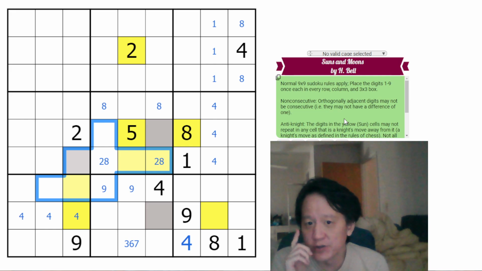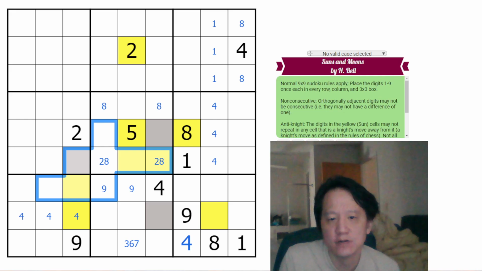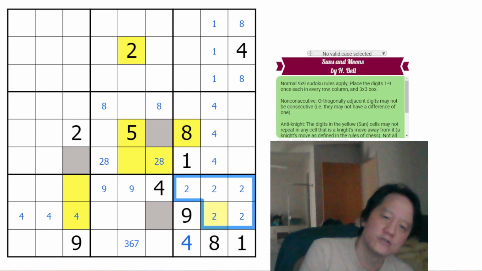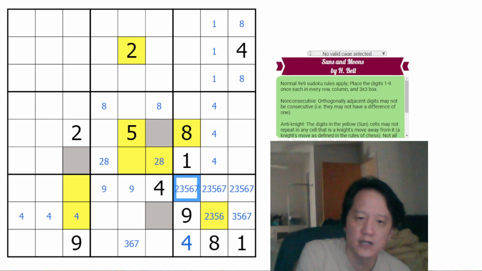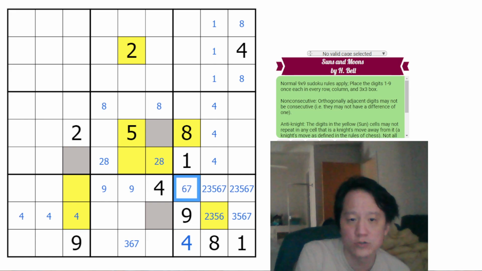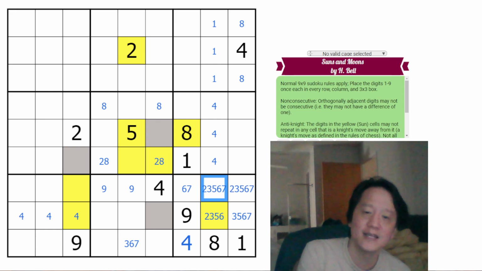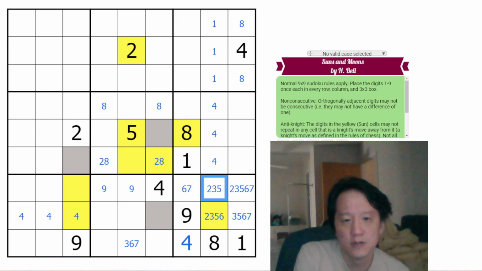Oh, I forgot about the non-consecutive constraint. Okay, that's actually very big. So the non-consecutive constraint: orthogonally adjacent digits may not be consecutive. Okay, that's very important. So this is 2, 3, 5, 6, or 7. Obviously, this can't be 2, this can't be 7, this can't be 5 or 3 or 2, so this is 6 or 7. This cannot be 6 or 7 because the other 6 or 7 would have to be there, and that's consecutive. Right, that's probably actually the more important constraint, the non-consecutive one.